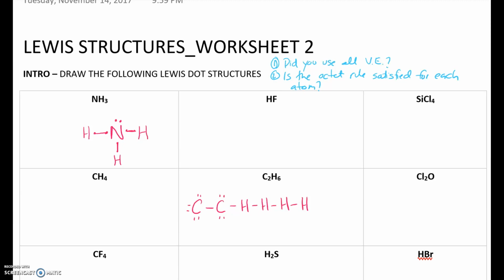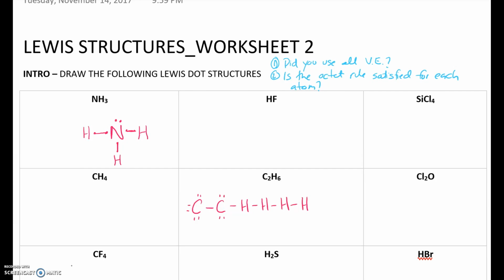Now you don't always know if a Lewis structure is correct, but you can always figure out if it's incorrect. And that is definitely a step towards getting a correct Lewis structure. So let's look here. Did you use all the valence electrons? So let's go down here and figure out how many valence electrons we need to have for this structure.